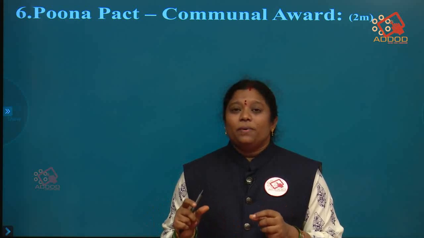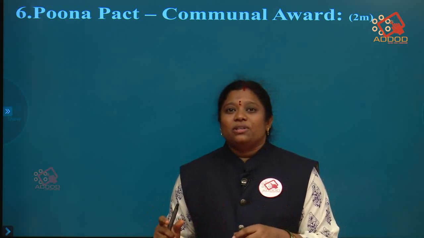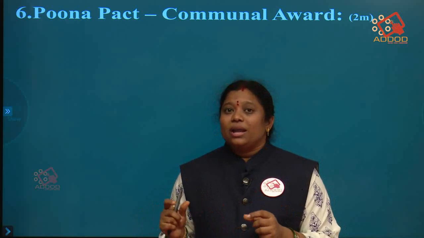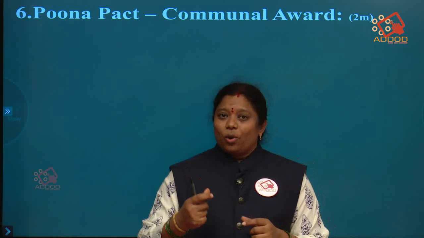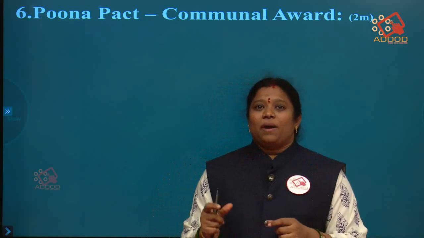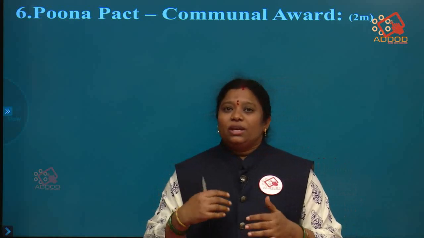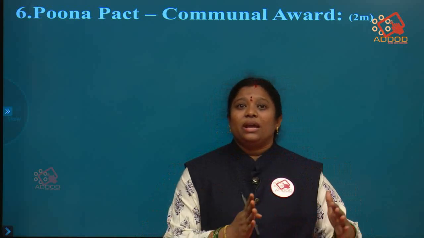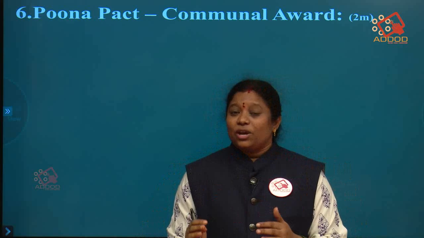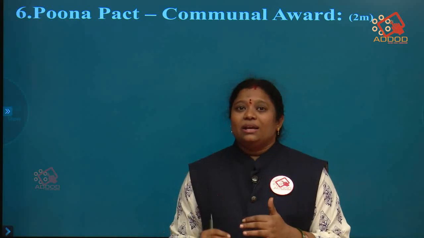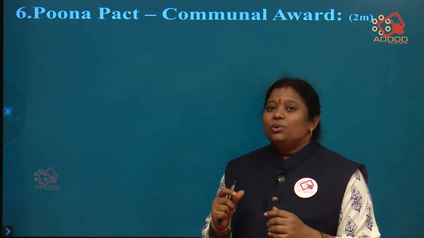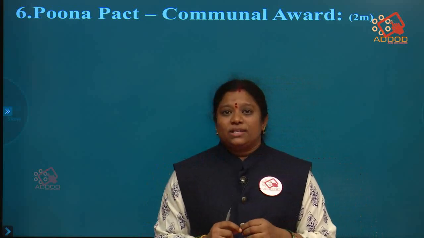According to this Communal Award, some 71 seats were reserved for the depressed classes, that is the scheduled castes, which was not liked by Gandhiji, because according to him, scheduled castes are part of the Hindu community. If they were given separate electorates, they could be treated as a separate entity from Hinduism. So that's why Gandhiji did not like the separate electorates under the Communal Award. Here Gandhiji went on fast.